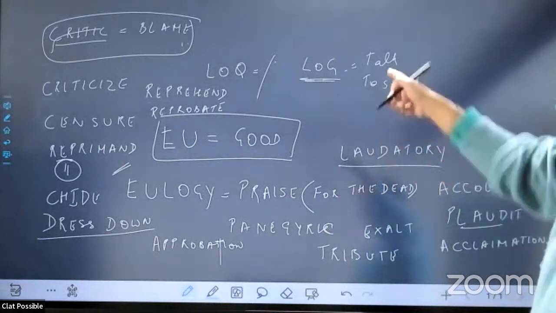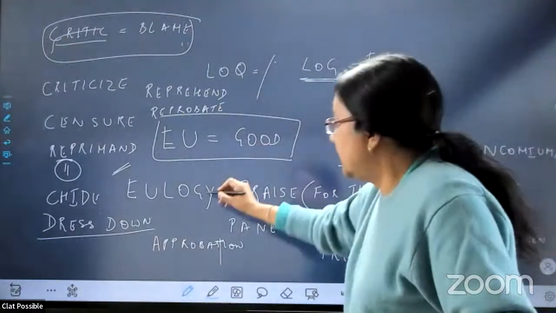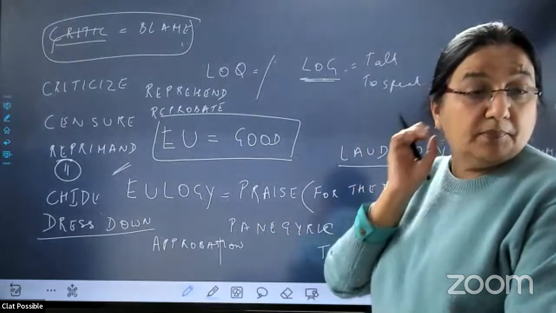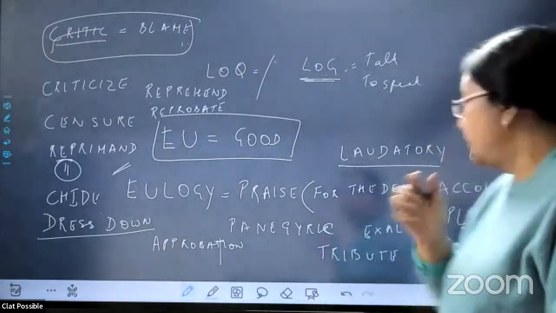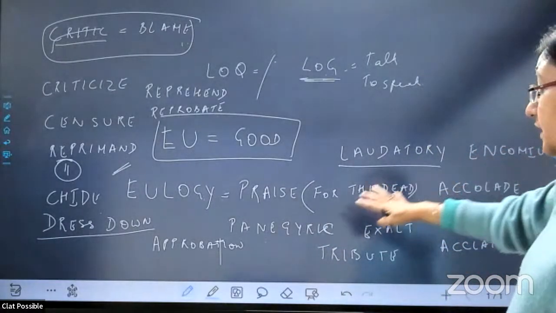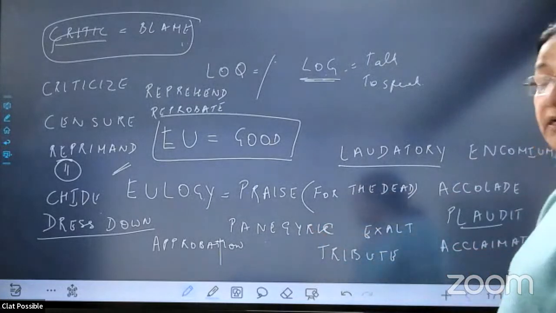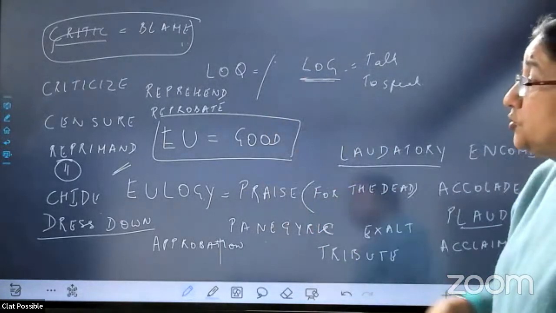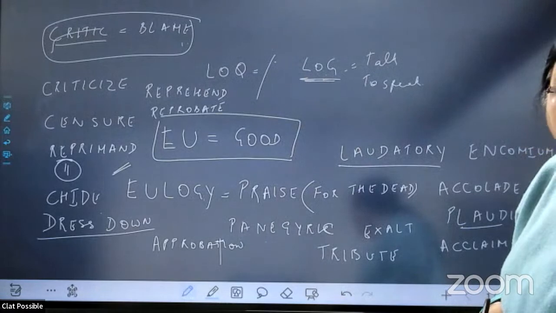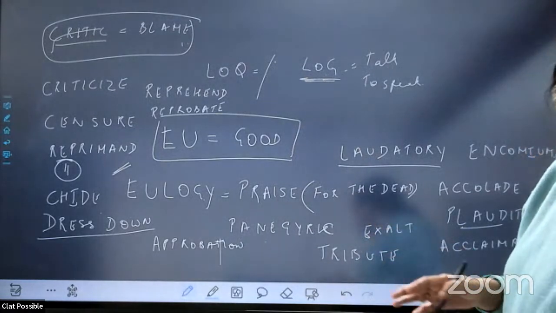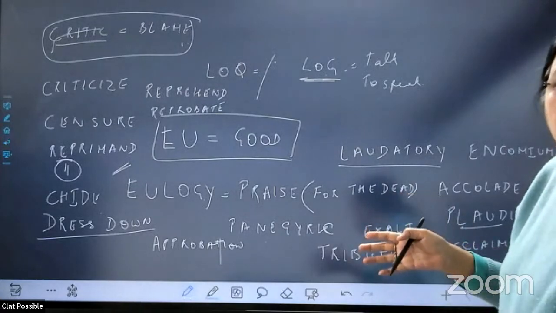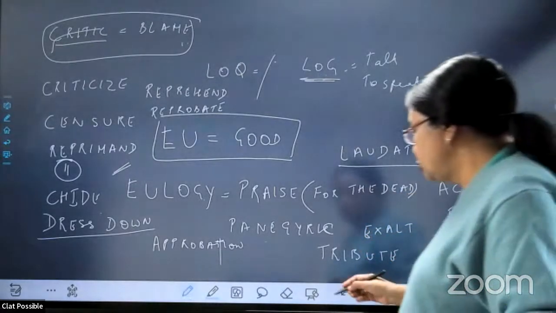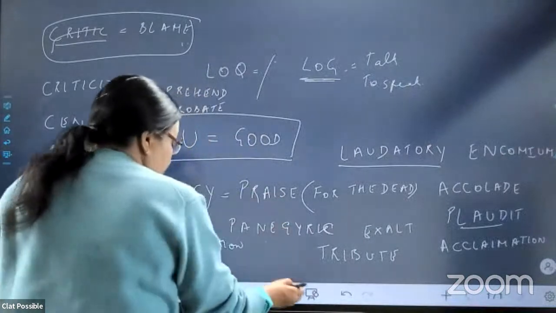Eulogy is one, and I framed this: eulogy, eulogize. So encomium, laudatory, panegyric, and plaudits are the meanings. Censure, reprimand, and reprehend are the opposites. And dress down is also scolding, basically severe criticism. Okay, I'm taking 2 more of this kind with loq only. I'm taking first.